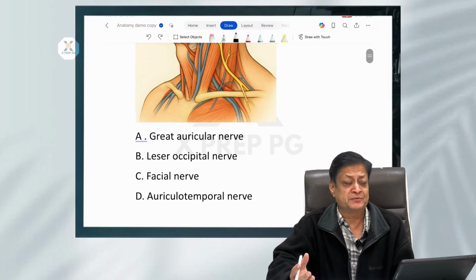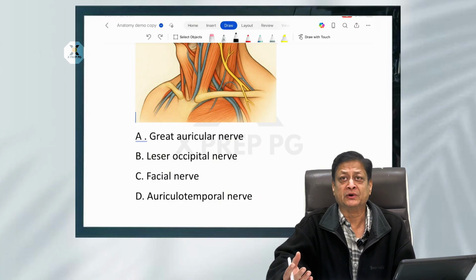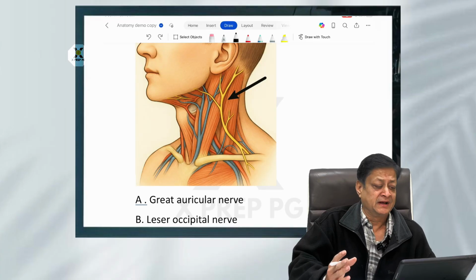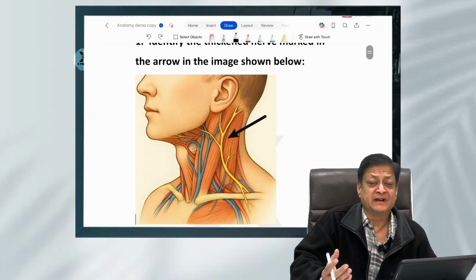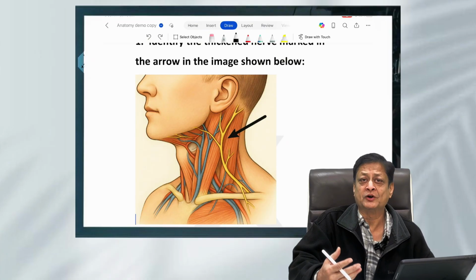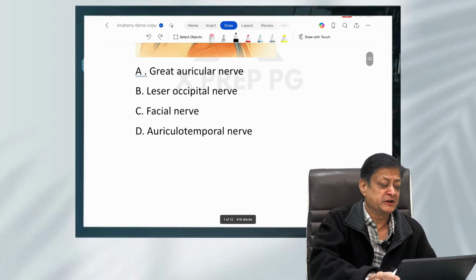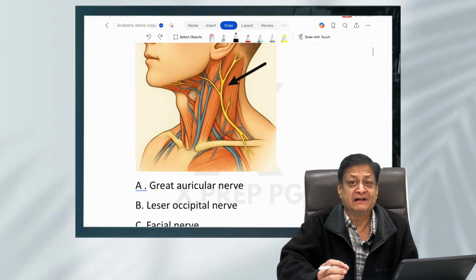The four choices displayed are greater auricular nerve A, lesser occipital nerve B, facial nerve C, and auriculotemporal nerve D. The nerve identified by us is the greater auricular nerve. The thickening of this nerve is clinically important in diabetic and leprotic patients. Nerve thickenings can be palpated in peripheral nerves such as the ulnar nerve and common peroneal nerve also. But this nerve is thickened in leprosy patients, so it is a clinically important nerve. Our choice is A, greater auricular nerve.